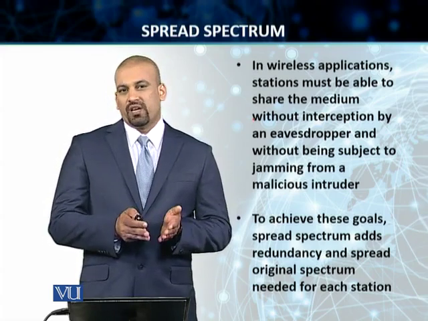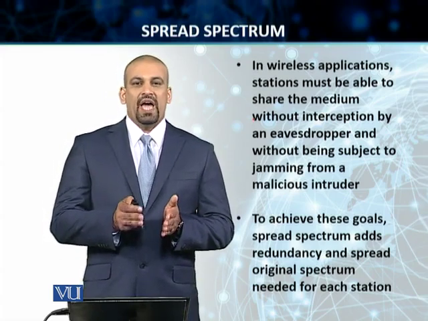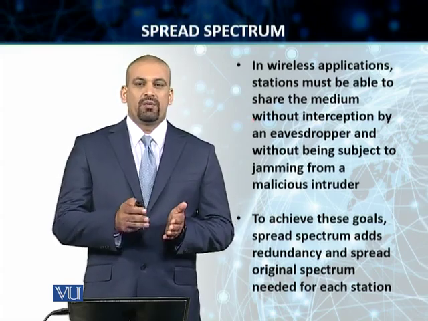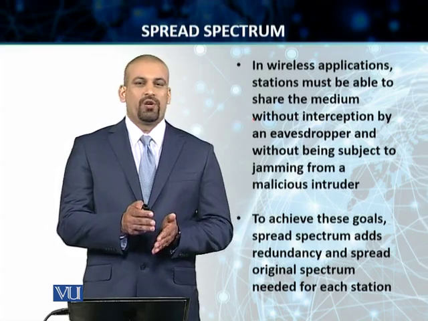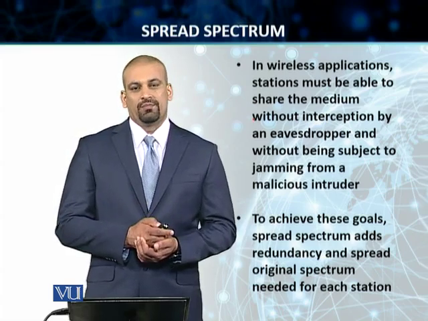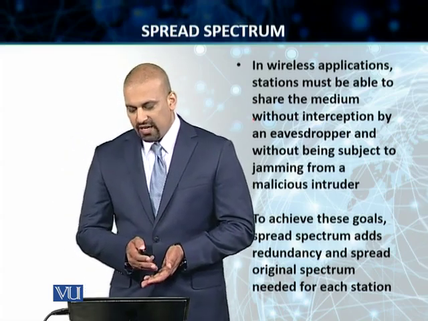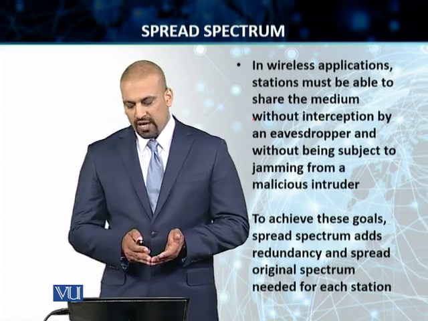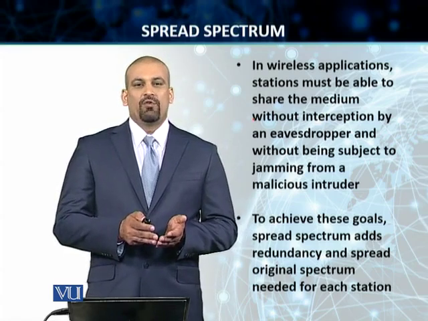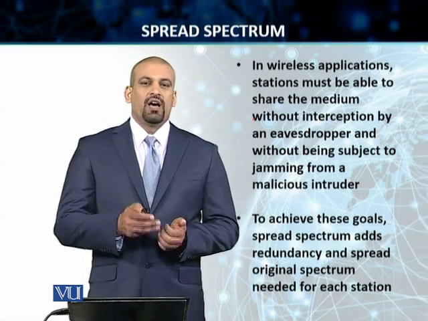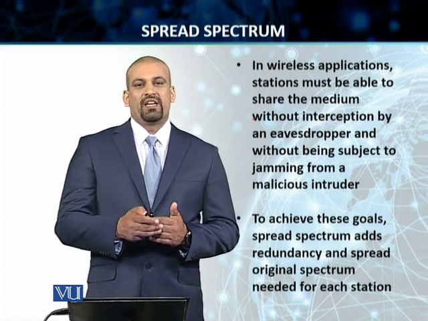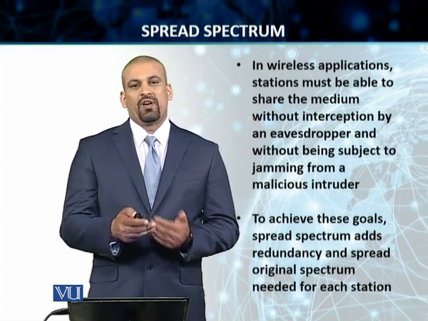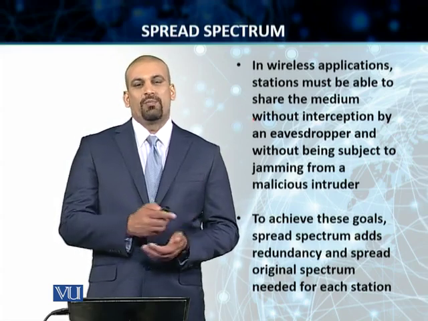And what we do in this particular technique in spread spectrum is we add some redundancy to our input signal. We add some redundancy to our signal that we need to send from A to B. Students, we add redundancy and then we spread the original spectrum of the signal so that the spectrum needed for each particular station is expanded. The bandwidth is spread to an extra bandwidth so that it's difficult for an eavesdropper to come in and interpret the signal.